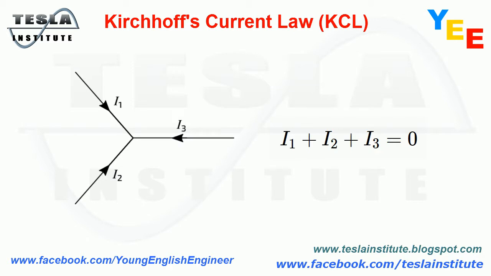equals 0. This can be generalized to the case with n wires, where all wires are connected at the same node, by writing the sum from k equals 1 to n of I_k equals 0.